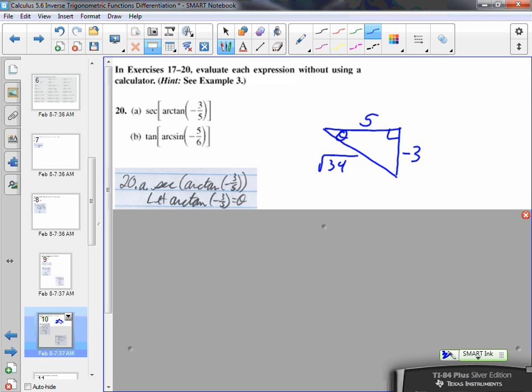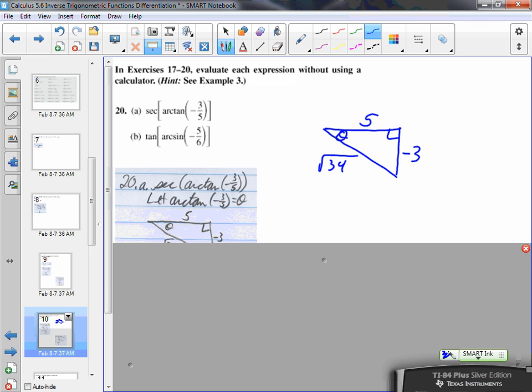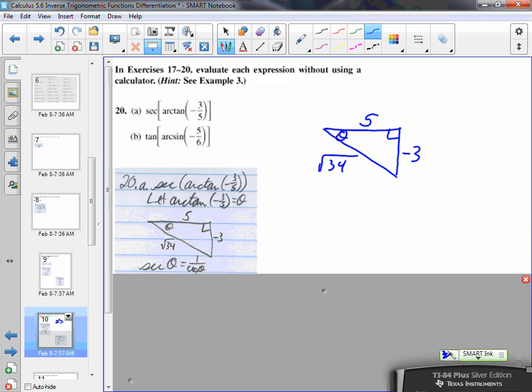Either the 3 or the 5 is negative. Doesn't matter. All right, so that's that. Now, we rewrite our original problem. We've decided to let the arctangent of negative 3/5 be theta, so if I rewrote that, all that would be theta. So secant theta is what I'm after.